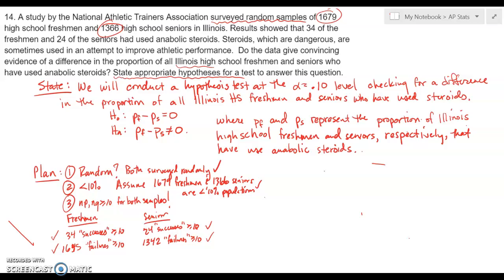So next for us to do is the do portion where we actually run the test. Before we run the test, we want to, A, specify what test it is. So this is a 2 proportion z-test because we're dealing with proportions. And because we didn't specify up here in the state section, we want to specify whether it's one-tailed or two-tailed. According to our alternative hypothesis, this is going to be a two-tailed test.